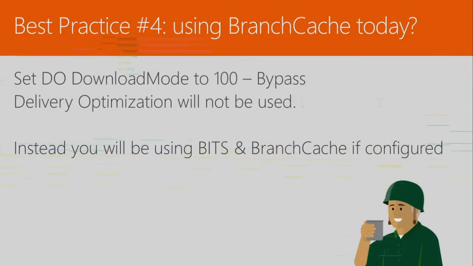Okay, and lastly, I mentioned this when I talked about download mode 100, the bypass mode. It's there if you are already using BranchCache. We don't want to get in the way of that. You have to use BITS for that, so make sure to disable DO. It means that all your downloads will go through BITS, if that's your method of choice.